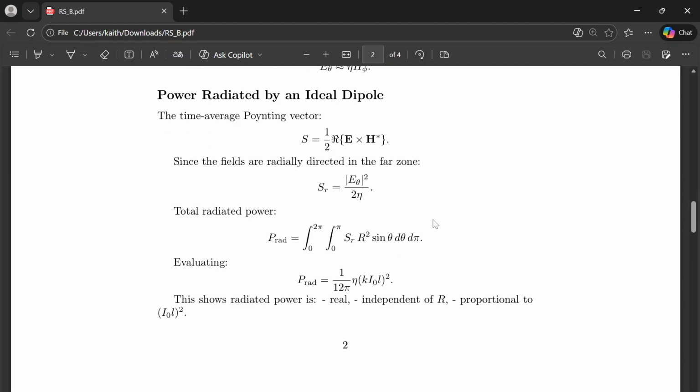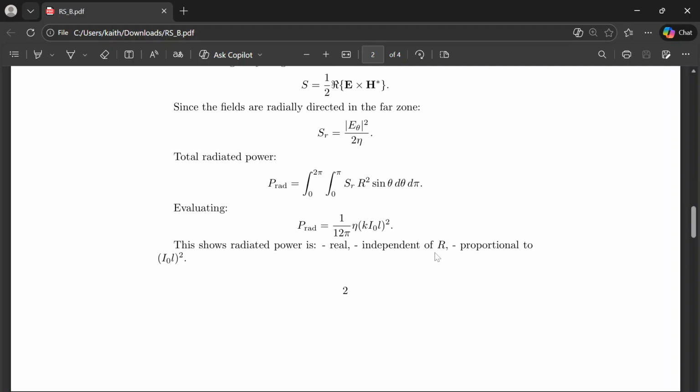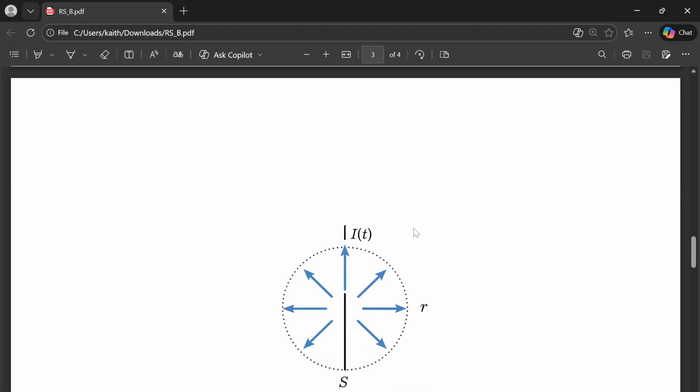So now around this dipole, let us consider a sphere of radius r and calculate the power radiating through that sphere. The total radiated power is given by this formula. If we evaluate this integral and do some basic maths, we arrive at this result. This is the final radiated power in the far field region of an ideal dipole. This shows that the radiated power is real and independent of r in the far field region, and is just proportional to I naught L whole square, where I naught is the magnitude of the current and L is the length of this current.